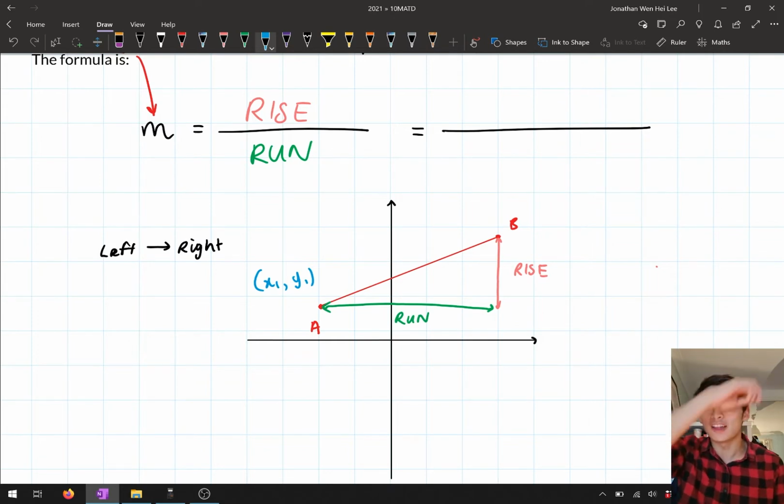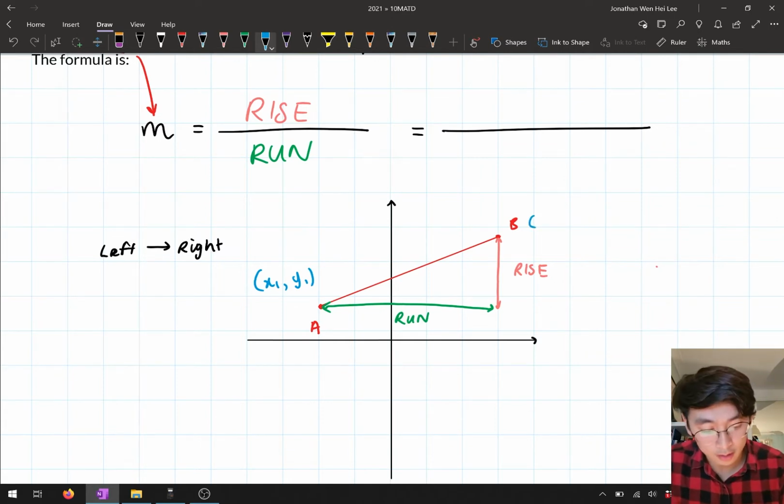And similarly, on the other end, at B, because that is my second coordinate, because I'm reading it from left to right, B is going to have the x coordinate of x2, and it's going to have a y coordinate of y2.